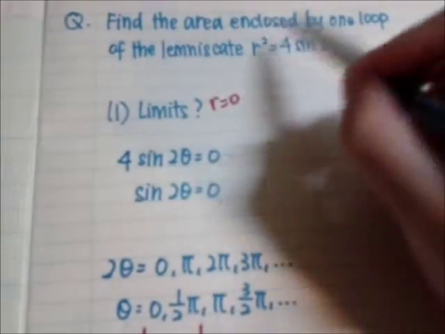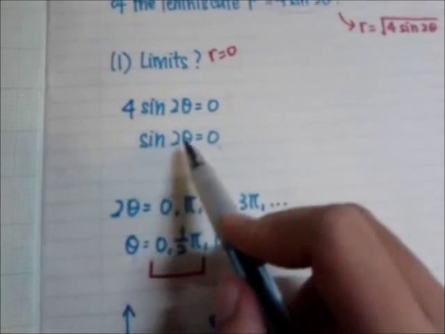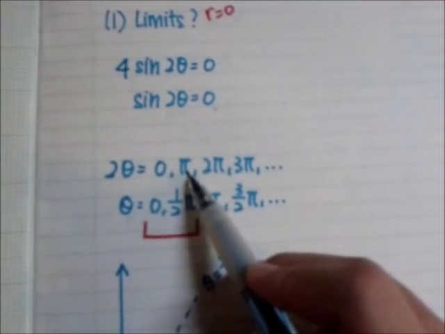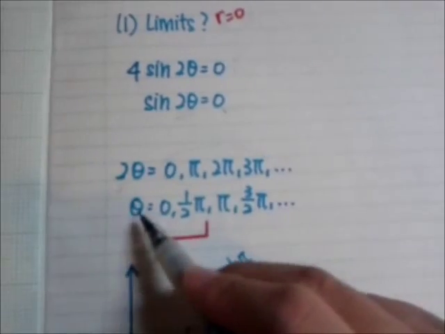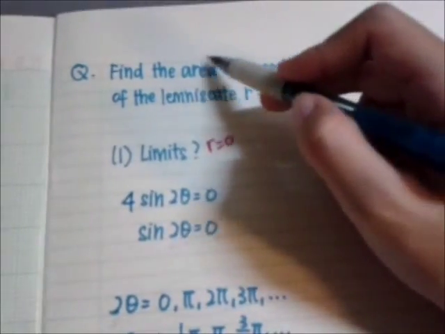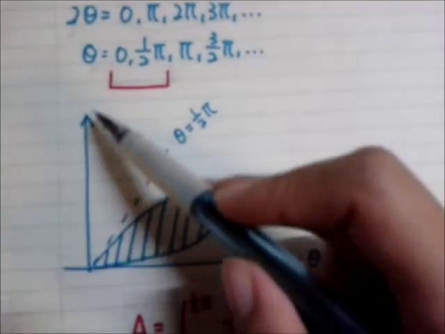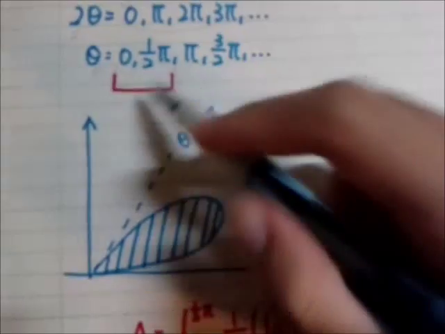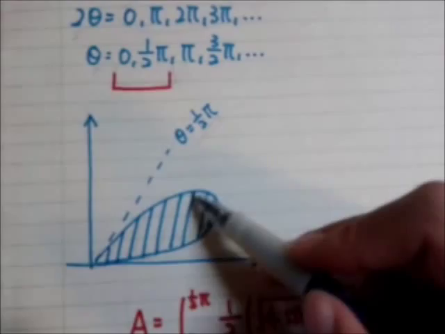When r equals 0, sine 2 theta will be equal to 0. For sine 2 theta to be equal to 0, the values of 2 theta are 0, pi, 2 pi, and so on. So divide these values by 2 and we'll get the values for theta. Since you're only finding the area enclosed by one loop, we'll only take these two for its limit. So we sketch the graph, and the limit is from theta equals 0 to theta equals half pi. This is our loop, and this is the area that we're looking for.